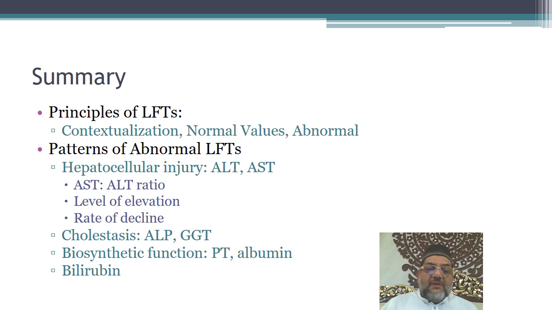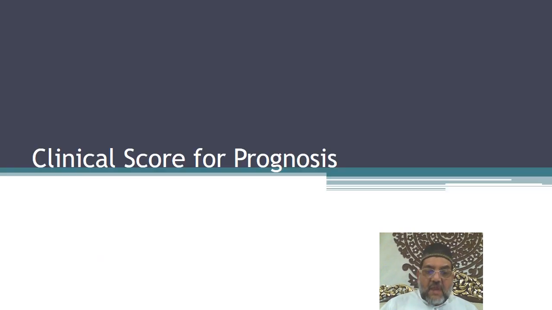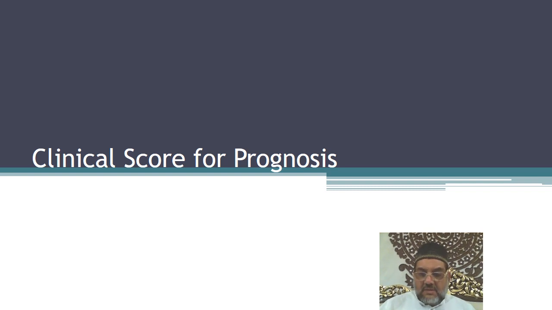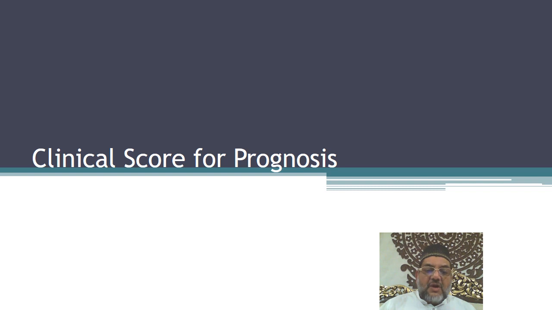So the principle of liver function tests: we talk about the pattern of the abnormal liver function test. We have seen hepatocellular injuries, the most important, AST, ALT ratio, level of elevation, rate of decline, biosynthetic function, prothrombin time, albumin, and then now we are going to talk about the score for prognosis.